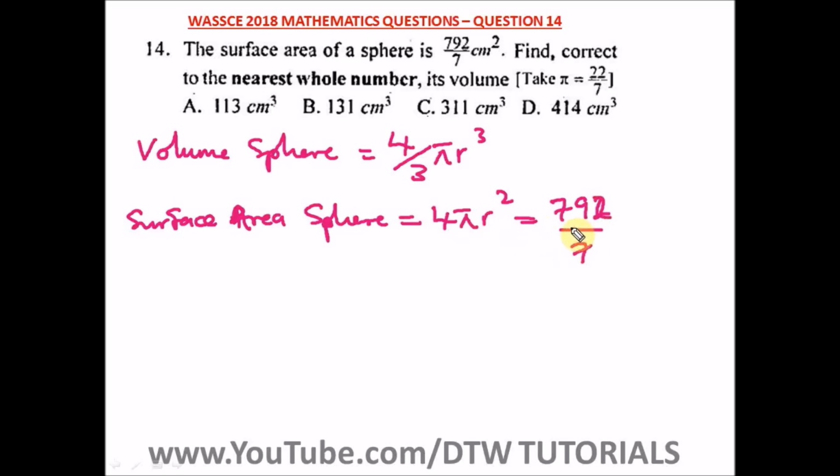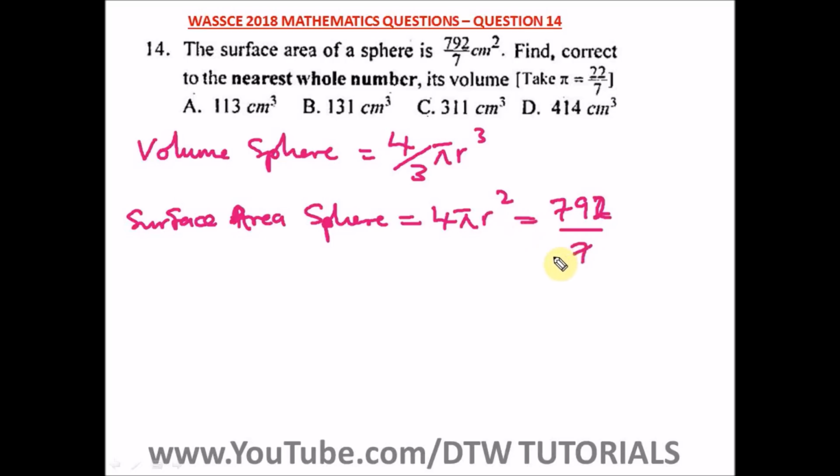Okay, so from here we can get r. When we equate 4 pi r square equal to 792/7, when we get r, then we'll substitute the value of r into this particular formula here to get the volume of the sphere. So from here we have 4 pi r square equal to 792 divided by 7. To get the value of r, let us cross multiply, then divide both sides by 4 pi. In cross multiplying, 7 will come here.